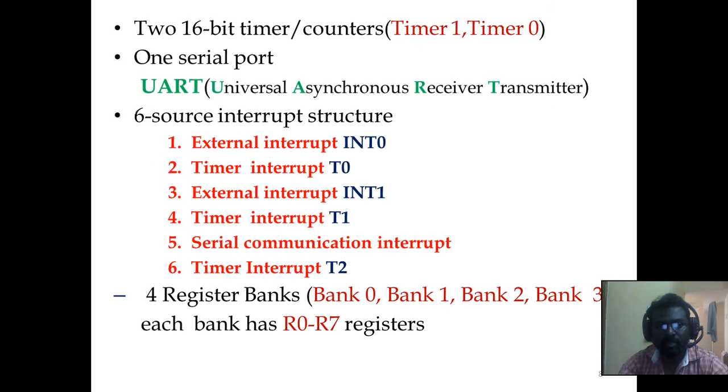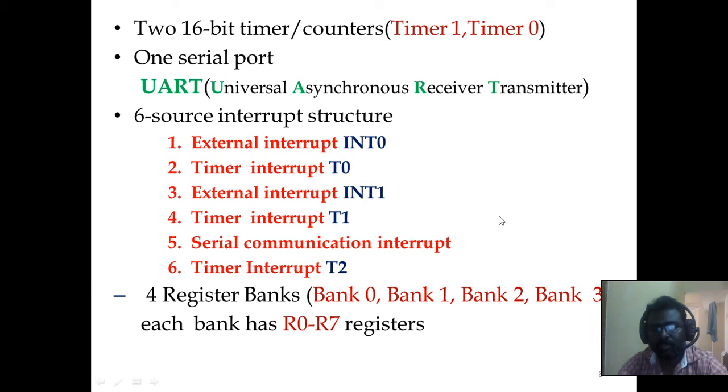and 1 serial port, and that serial port is the UART, Universal Asynchronous Receiver Transmitter, and 6 sources of interrupt, which are external interrupt 0, timer interrupt 0, external interrupt 1, timer interrupt 1, as well as the serial communication interrupt and timer interrupt 2. So the external interrupts are 2 here, whereas the others are mostly the timer interrupts and the serial communication interrupt.